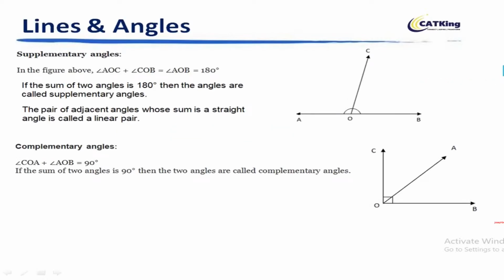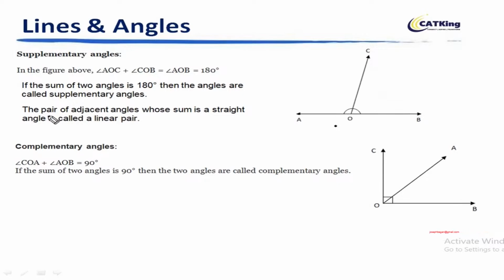While starting with lines and angles, I am assuming that you already know what a line is, what a line segment and a ray are, and what angles, acute angles and obtuse angles are. So I'm leaving those parts and starting off with supplementary angles. For example, in this figure, angle AOC plus angle COB is equal to 180 degrees.